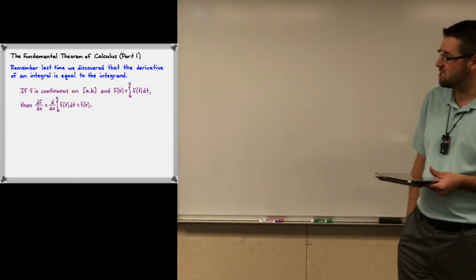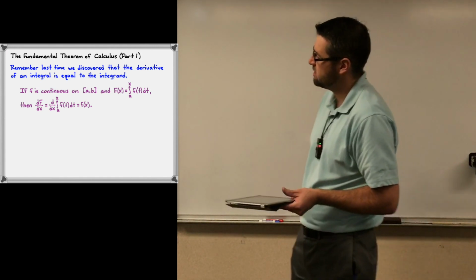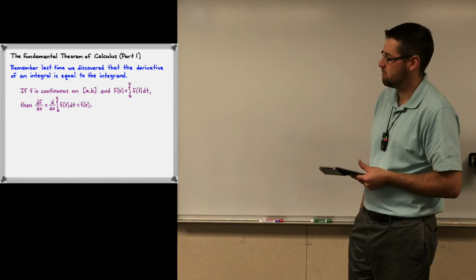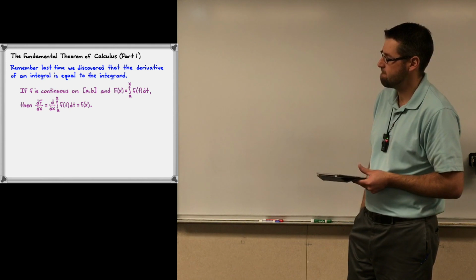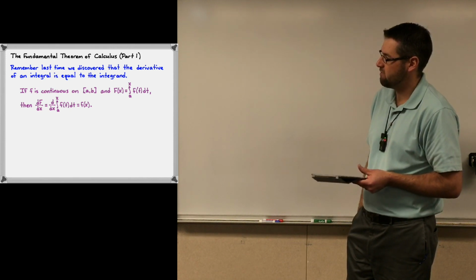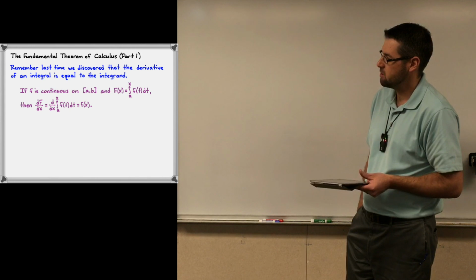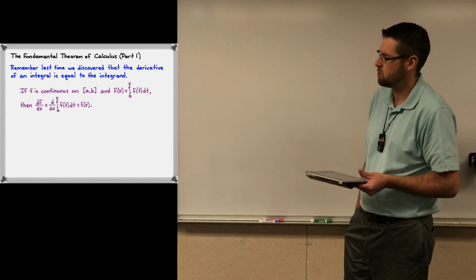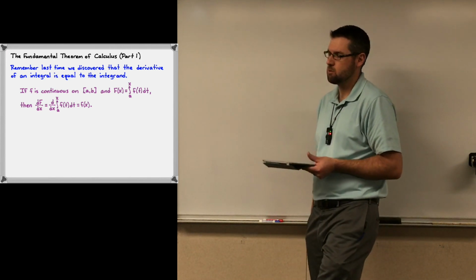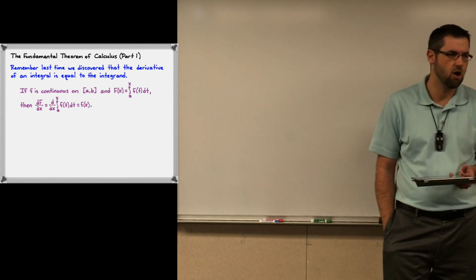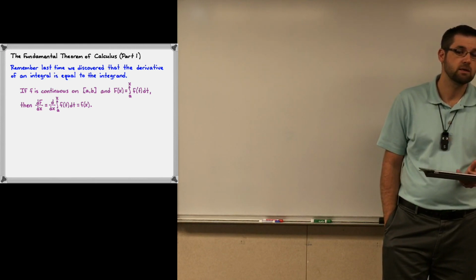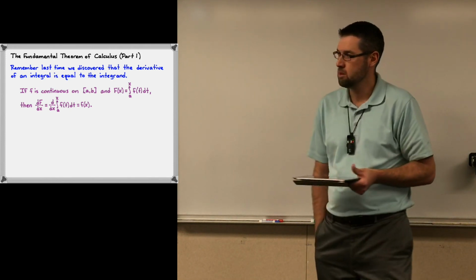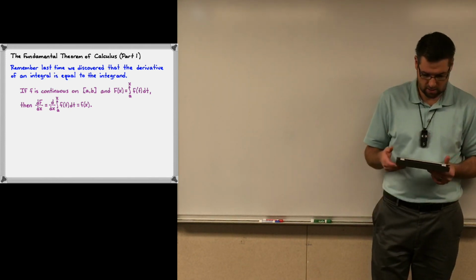So if f is continuous from a to b, so you have to have a continuous function, and capital F represents the integral from a to x of f of t dt, then the derivative of capital F with respect to x is equal to the derivative of the integral, and so that simplifies to f of x. In other words, the derivative and the integral, in a sense, are inverse functions. They cancel each other out. We do have to be careful on one area, though, and we'll talk about that today.